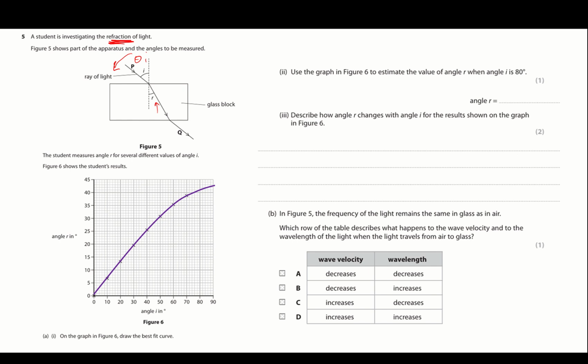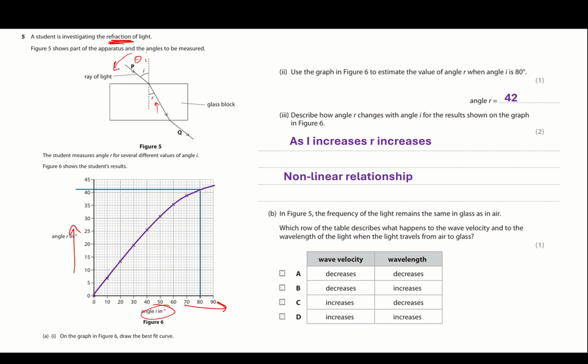Next one, we're going to go and find 80 on the bottom for theta I. So angle I is 80, that goes up there. And I've got a measure of about 42 degrees. I think it says anywhere between 41 to 43, I think. But you can see that that's a curve. So 42 degrees. Describe how angle R changes with angle I. So we can see as angle I increases, angle R increases, but it's non-linear, it's a curve. So as I increases, R increases, but it's a non-linear relationship.